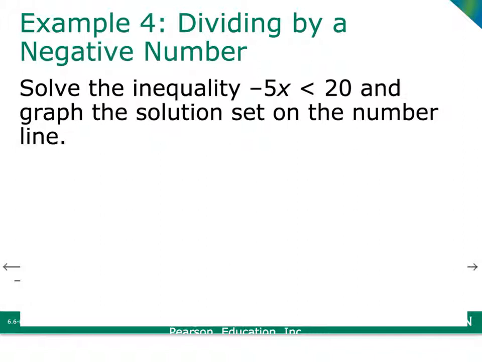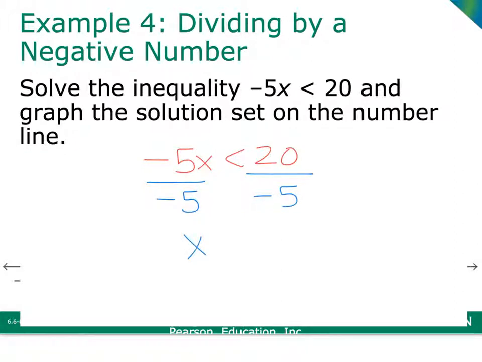Let's say we were trying to solve the inequality negative 5x is less than 20. We know that we want to get the x alone, and the x is being multiplied by negative 5. We know that the opposite of multiplying is dividing, so we are going to divide both sides by negative 5. 20 divided by negative 5 is negative 4. Because we divided by a negative, this symbol is going to change and not be a less than anymore. It is now going to be a greater than. That's the only time the symbol is going to change: if you multiply or divide by a negative number.